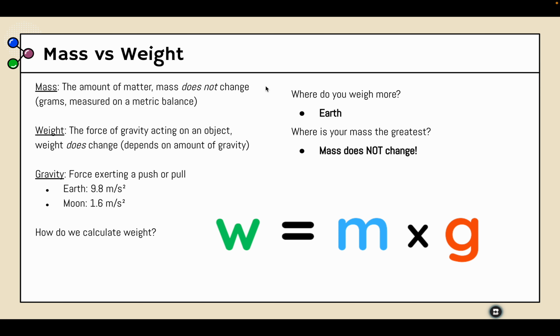So if I ask you, like, hey, where would you weigh more, on the Earth or on the moon? You would definitely say the Earth. And where is my mass the greatest? Remember, mass does not change. So if I'm 4,000 grams here, I'm going to be 4,000 grams on the moon. All right?